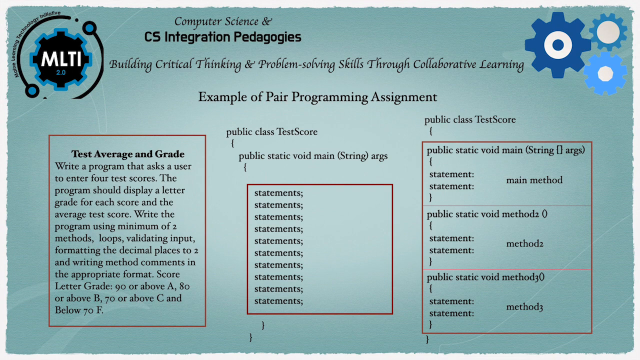To write the program, students need to apply the concepts of methods, loops, validation, format, and appropriate comments for methods. This can be overwhelming, but by implementing pair programming, students can solve problems together, such as analyzing the problem together, designing an algorithm, deciding how many methods to write, what variables and what loops to use, how to write comments for methods, etc. Students learn by explaining to each other and solve problems together.